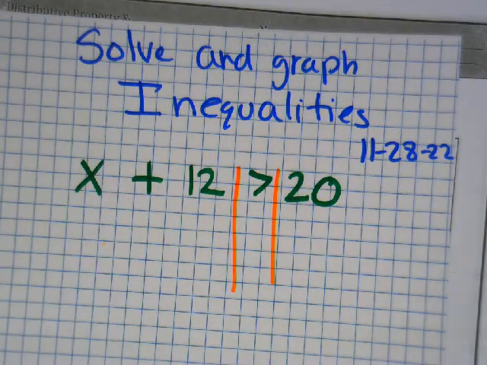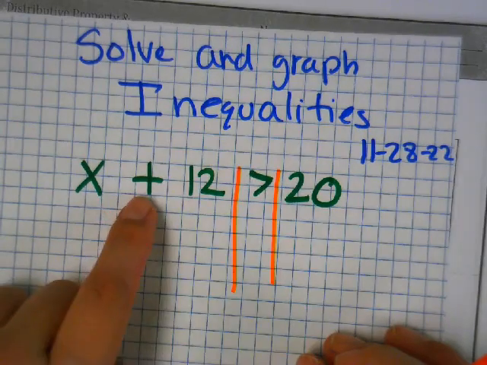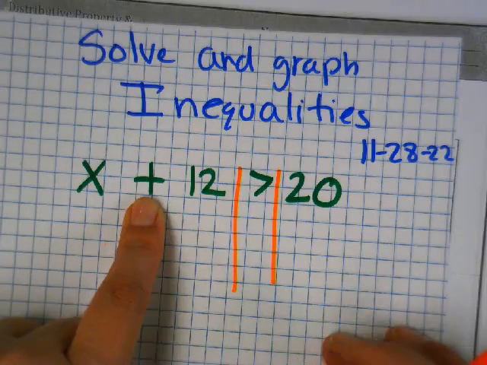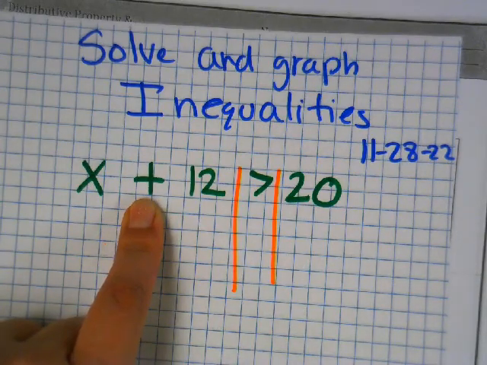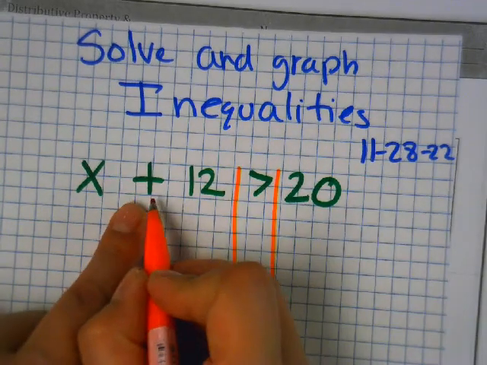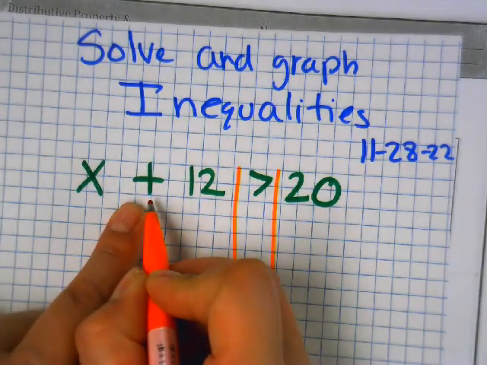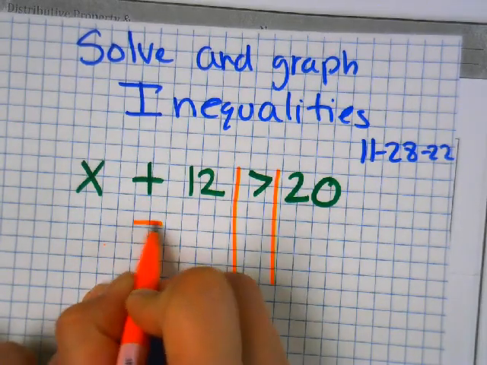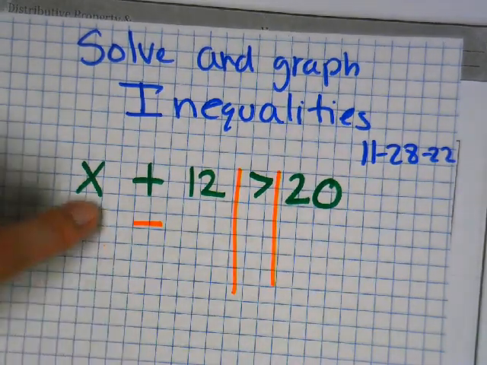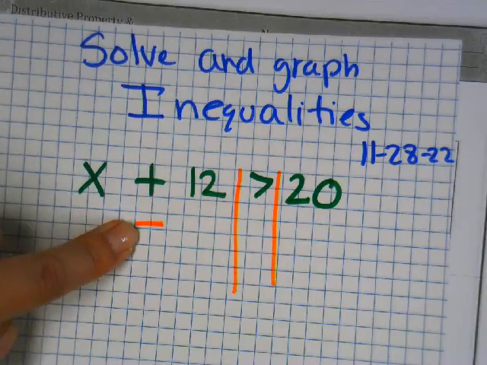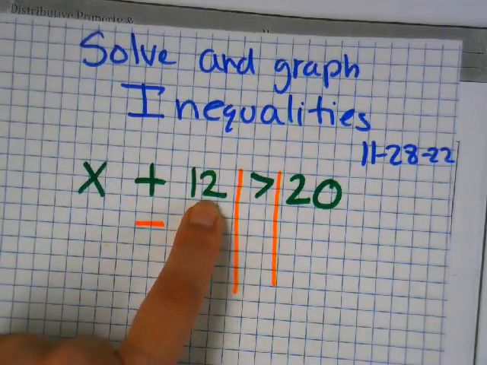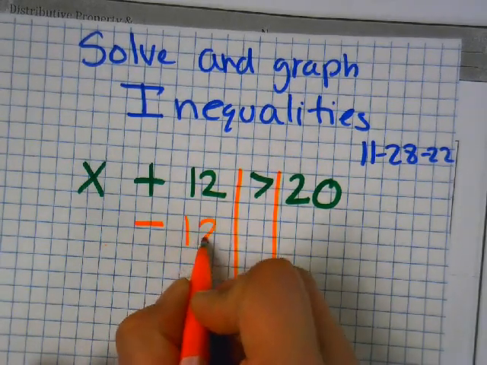Now, what operation is this? A plus. What's the opposite of a plus sign? Subtraction, minus sign, right? So when you see a plus sign, you're going to minus. Instead of adding, you're going to minus. What are you going to minus? Whatever this number is. What is this number? 12. So I'm just going to write it down.